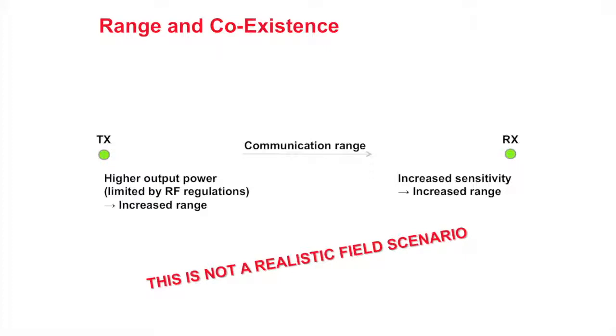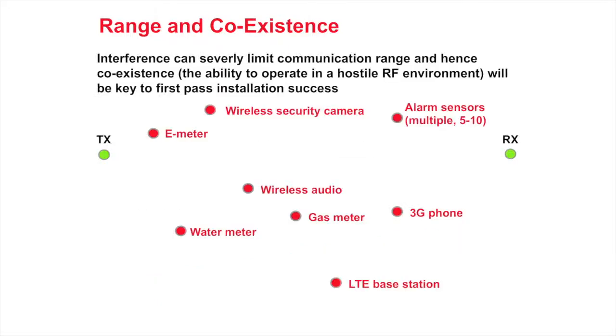The example above is not a realistic field scenario. In real life, you will have interference. Interference can severely limit the communication range of your system. To successfully operate in a hostile RF environment, you need good coexisting properties. This translates to first-pass installation success. The coexisting properties of a device is defined by the selectivity and blocking performance. It is important to understand that better selectivity and blocking translates directly to better sensitivity and range in the presence of interference. This will be explained in detail on our next slide.